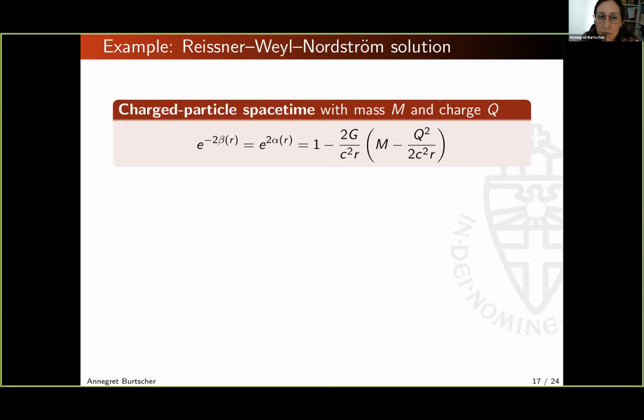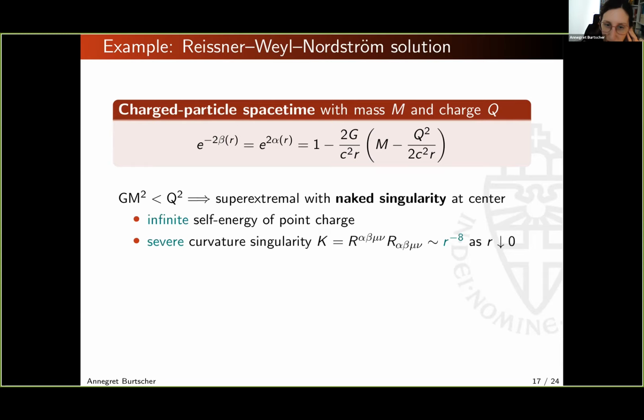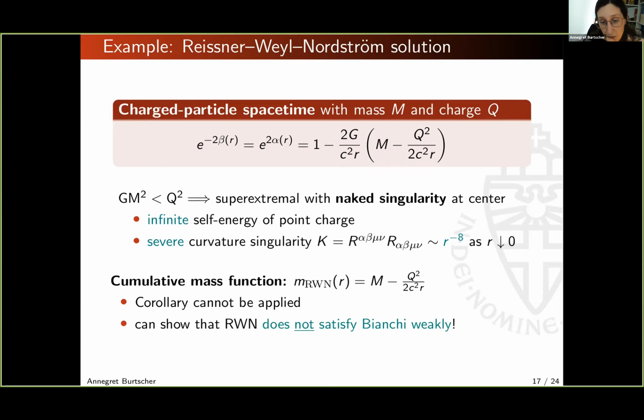The standard example that you would pick, and that Eric had already shown, is the Reissner-Nordström solution. However, if you pick that, you consider the super-extremal case because we want to study naked singularities. However, this has infinite self energy and, related to that, a very severe curvature singularity, now not r to the minus 6, but r to the minus 8 blow-up. One can show that the corollary that I showed before does not apply. In fact, one can also directly show that the Bianchi identity that we have defined is not satisfied weakly. So the Reissner-Nordström is not a very good candidate.